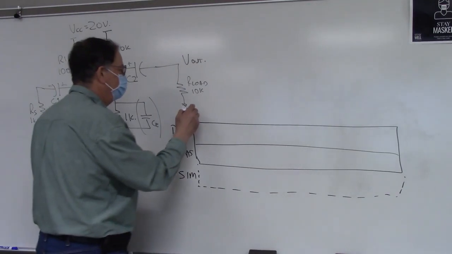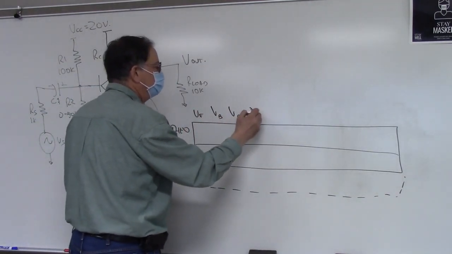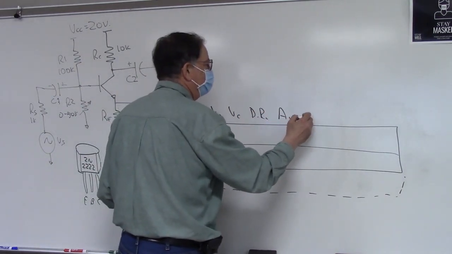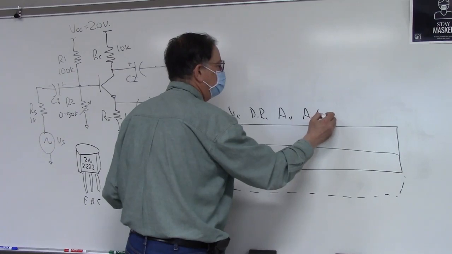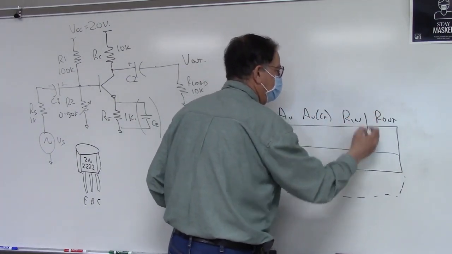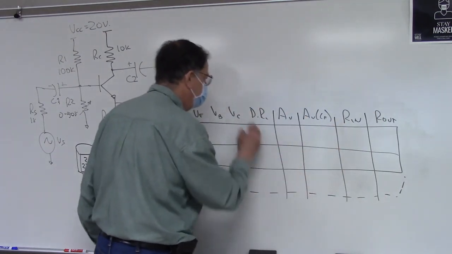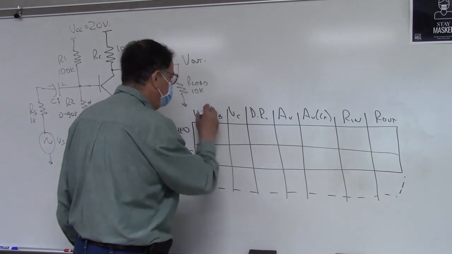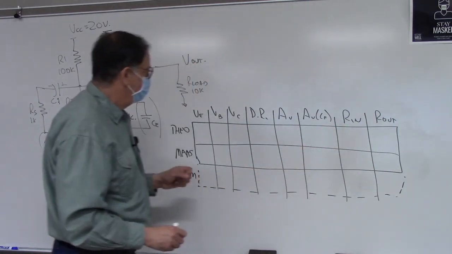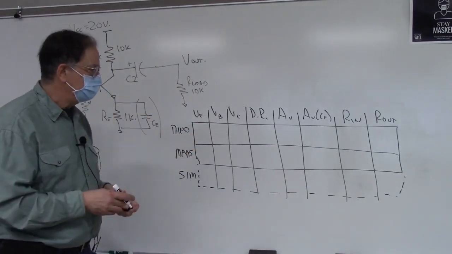So here we're going to have VE, VB, VC, dynamic range, voltage gain with CE, R in, R out. So this is the best way to present your data. You will have additional columns for R in with bypass, R out with bypass, but you're going to have just this large table here with all the numbers right there in front of you.